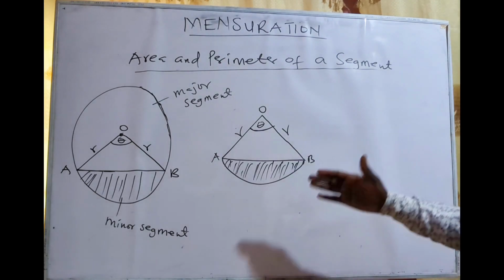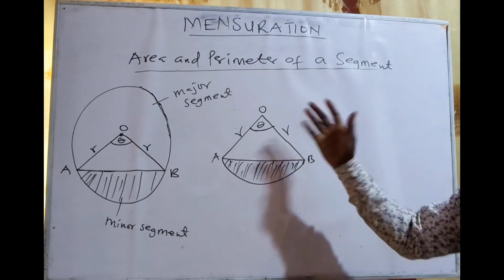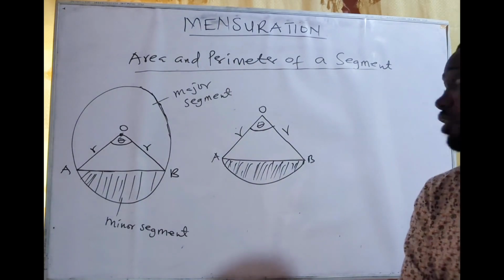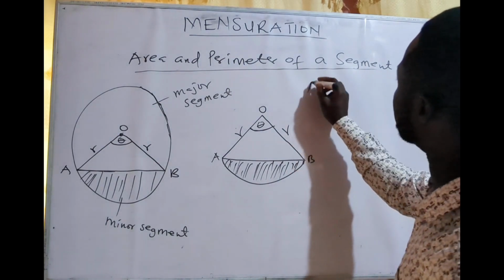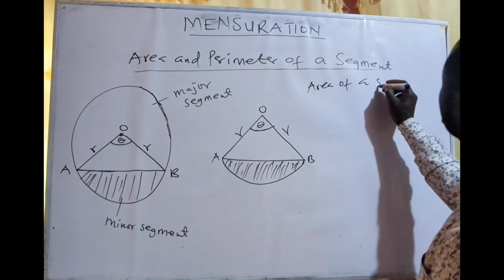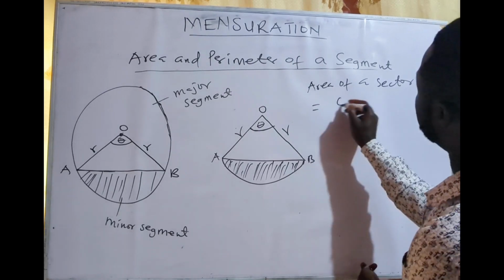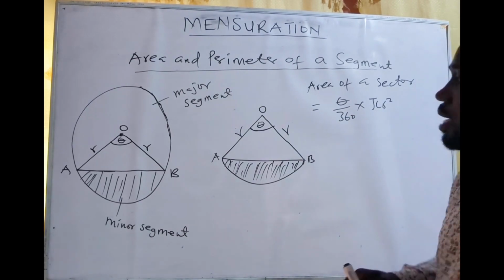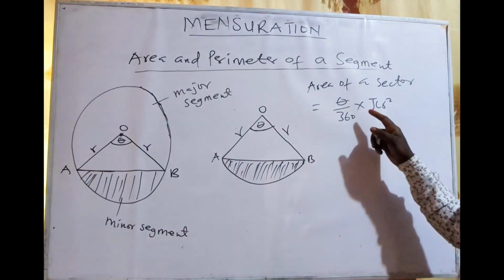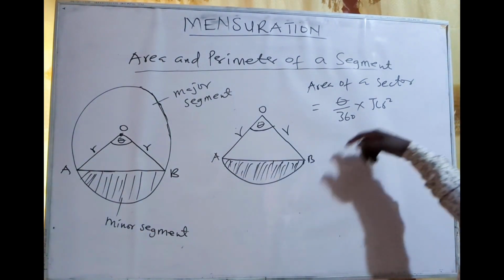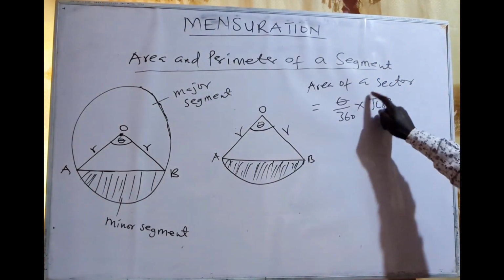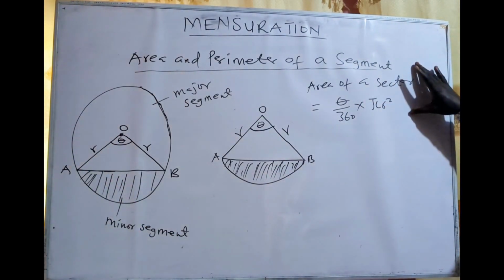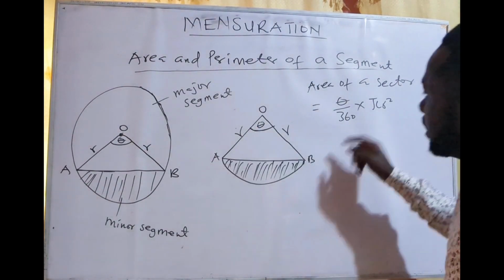So we will look at how we will find the area of a sector. You already know what the area of a sector is from our previous lesson. We have learned that the area of a sector is what? It's theta over 360 times pi r squared, because a sector is a portion of the area of a circle. So it is the angle the sector subtends at the center divided by 360 times the area of the circle. So this is the area of a sector. The entire sector, this is its area.